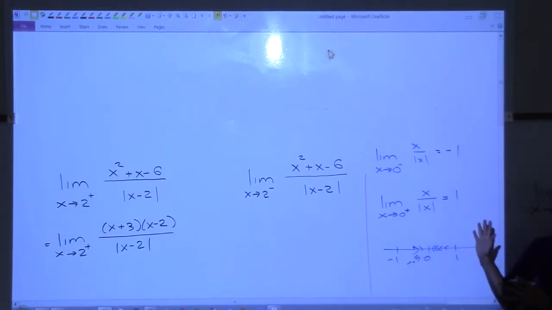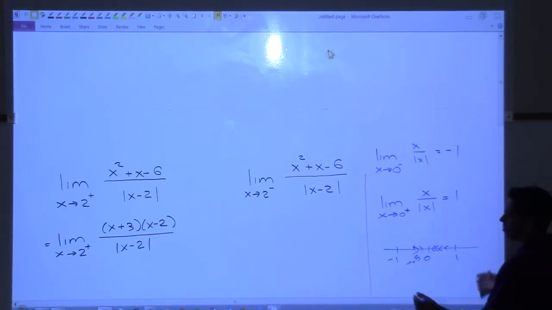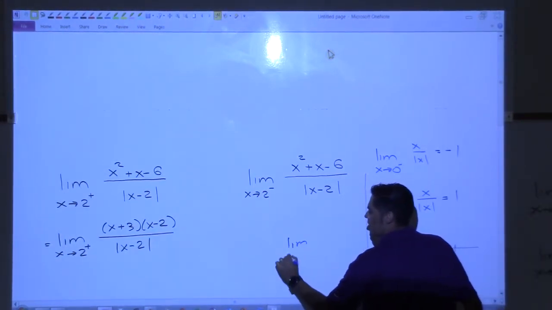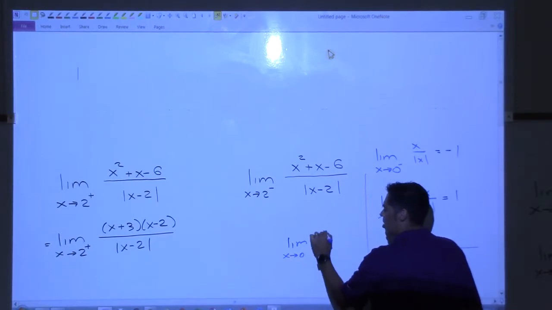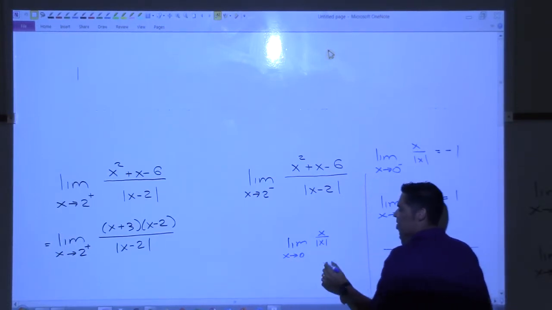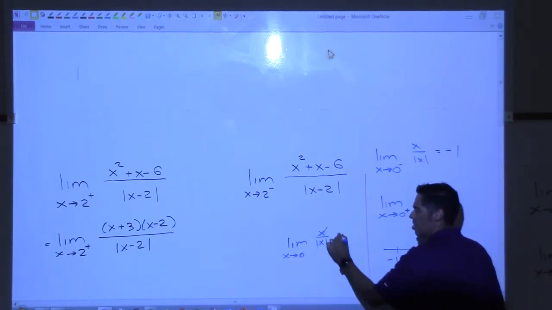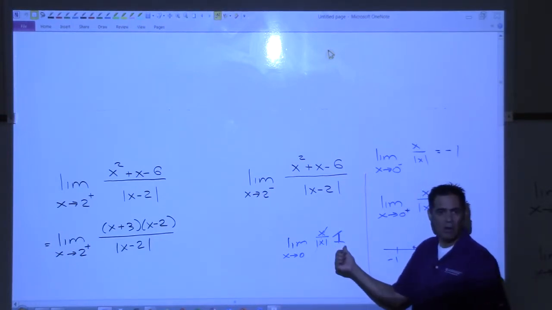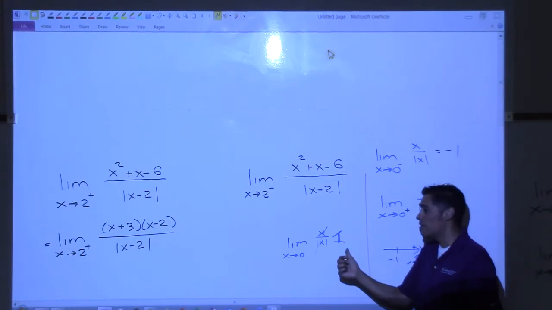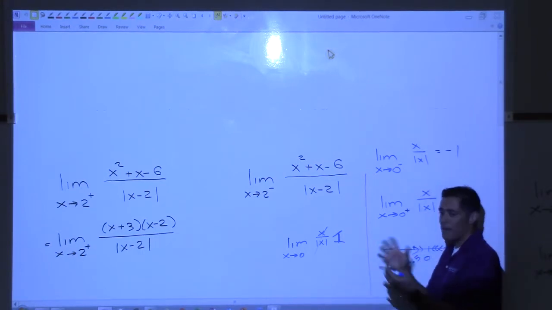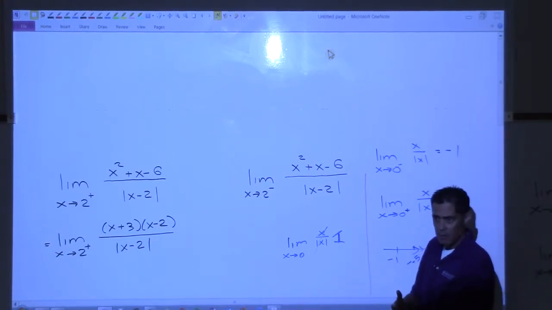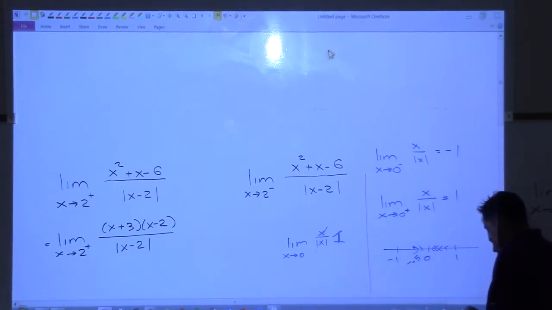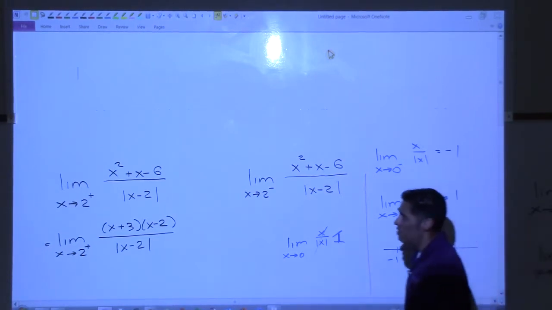Does that make sense? So if we were to start this problem and we were to just go limit x goes to 0 of x over the absolute value of x, if we were to just cancel these and say it's 1, right? Like those cancel to be a 1, that'd be wrong because the answer is not 1, it's 1 sometimes, but it's -1 other times. Okay? So back to this one. Which side are we coming in from?